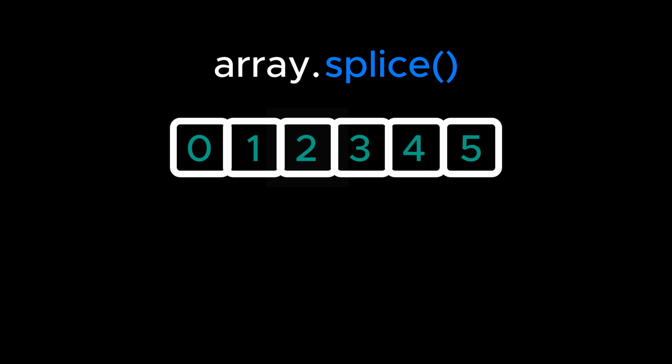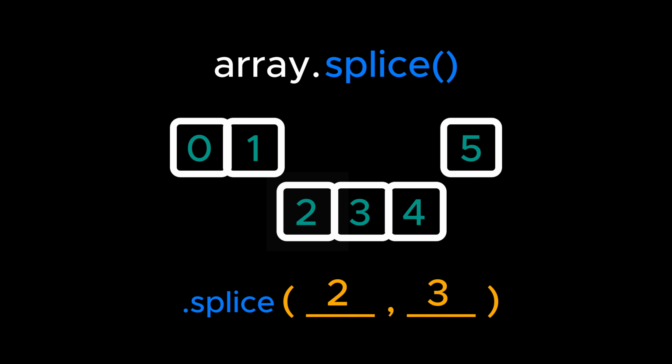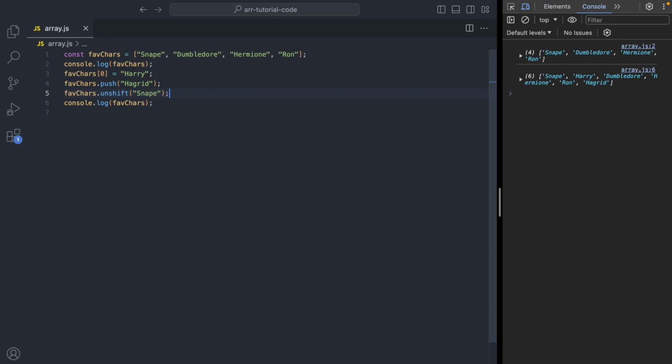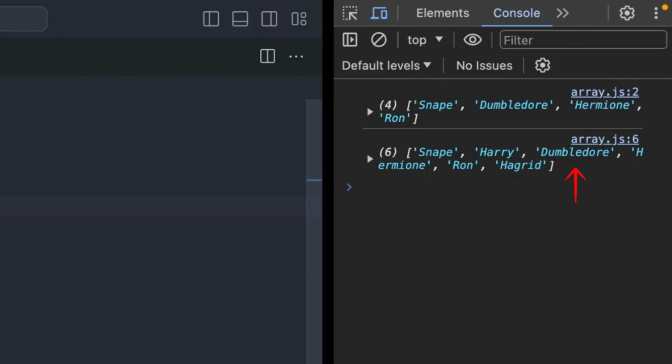Removing elements from an array can be accomplished by using the splice method. We pass it 2 arguments, the starting index and the number of elements we want to remove. This line here will start at index 2 and remove 1 element. So if we log the array now, we see that Dumbledore has been removed.